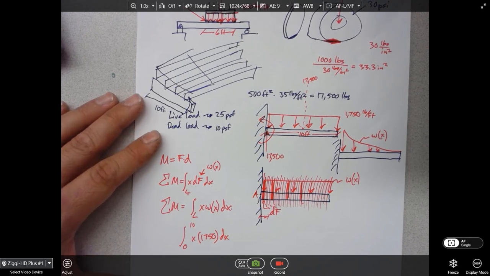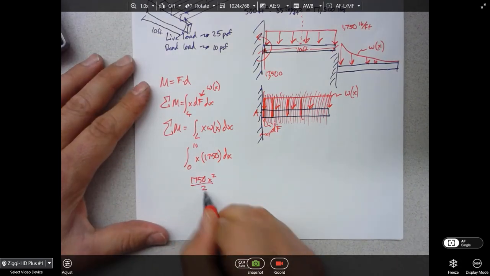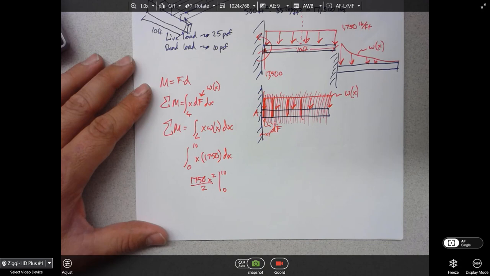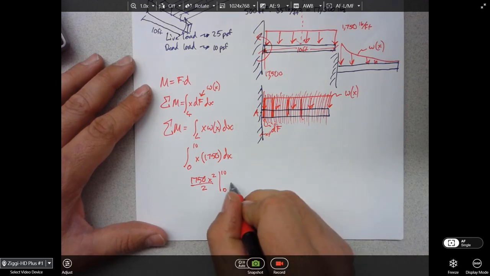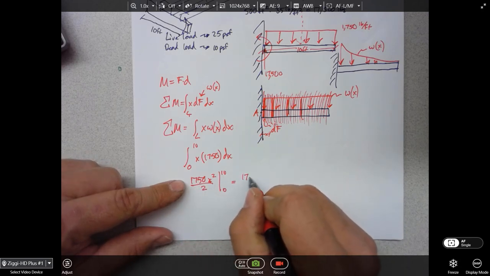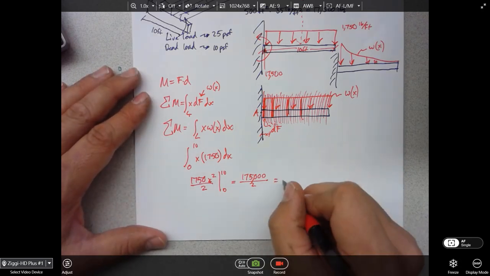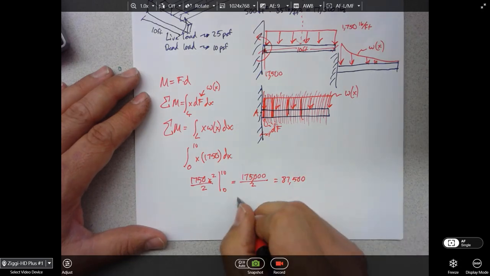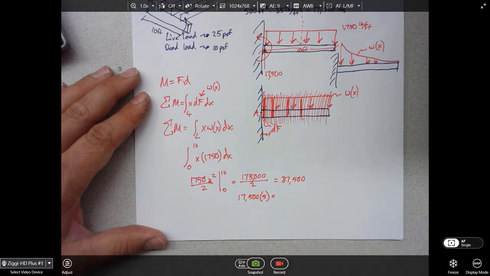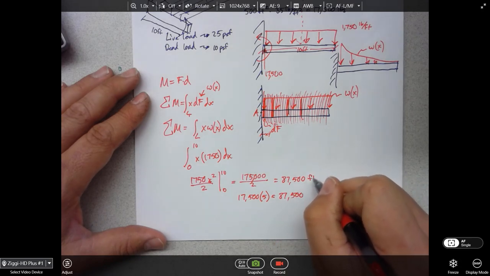Am I doing calculus right so far? Yeah. Okay, interrupt me when I'm not, because I don't know. So then, if we do this, I'm pretty sure this becomes 1750 x squared over 2, evaluated from 0 to 10. Is that right? Okay. So 10 squared is 100, so that's 175,000 divided by 2, which is 87,500, which is 17,500 times 5? Pretty sure it is. Okay, and that's going to be foot-pounds.